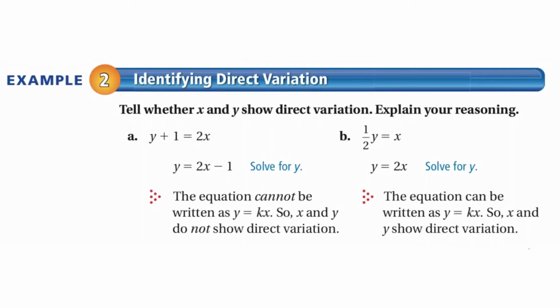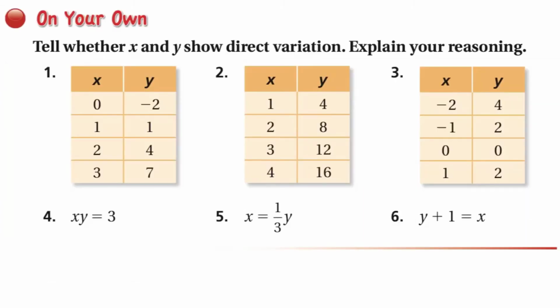It does fall into the form y equals kx, so x and y do show direct variation for this one. So here are 6 problems to do on your own. The first 3, you're supposed to show whether x and y show direct variation by graphing them.